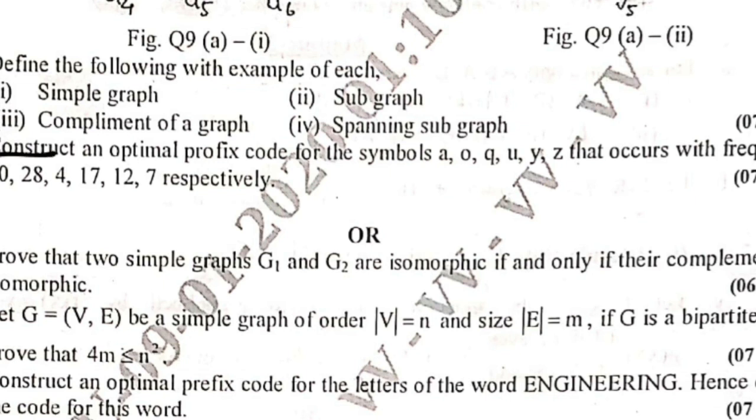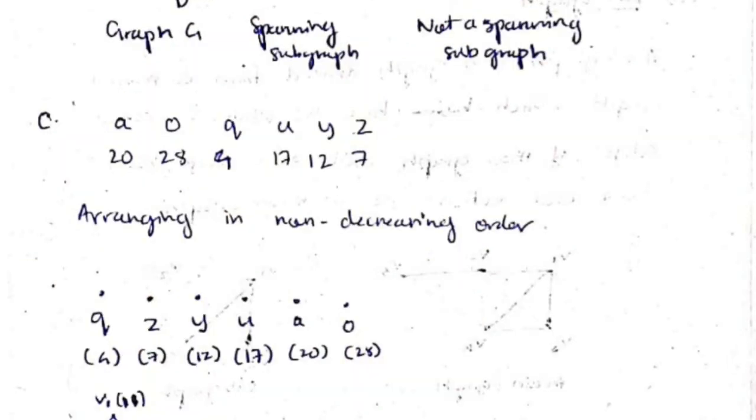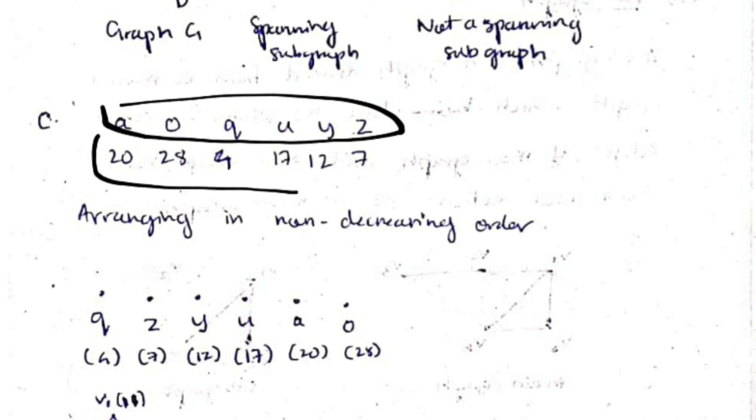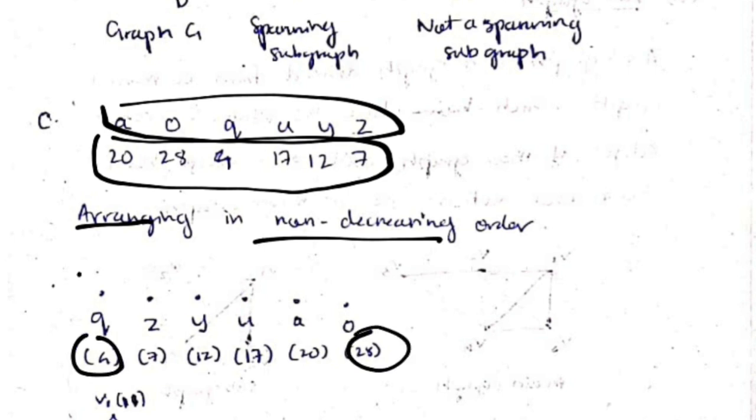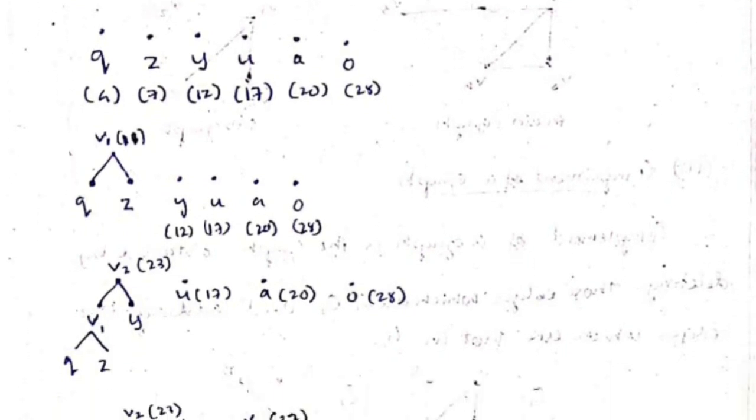The next question is to construct an optimal prefix code for the symbols A, O, Q, U, Y, Z that occur with the frequencies which are given here respectively. Okay, now the first step is to write all these letters with their frequencies, and then arrange in an increasing order. Okay, means the least to the highest. When we arrange in this form, the first step is to take the least 2, which is 4 and 7 in this case. So we will merge them together and add these numbers 4 and 7. So V1 will be 11.